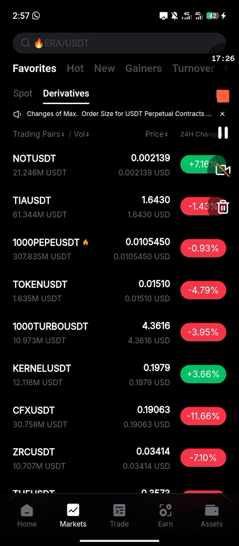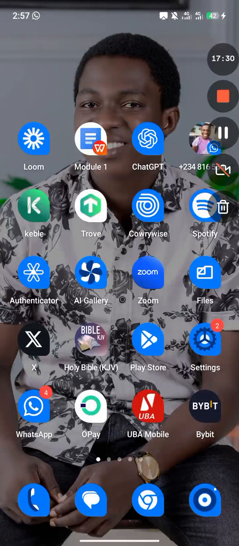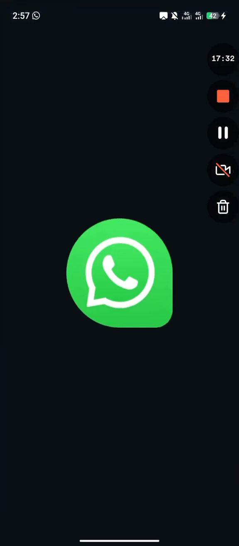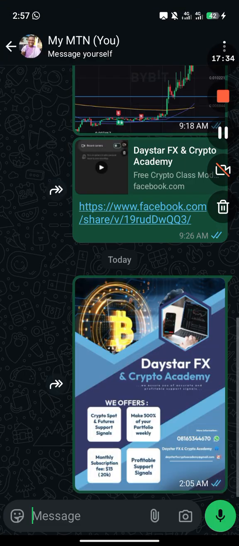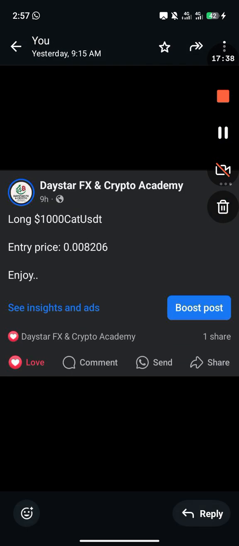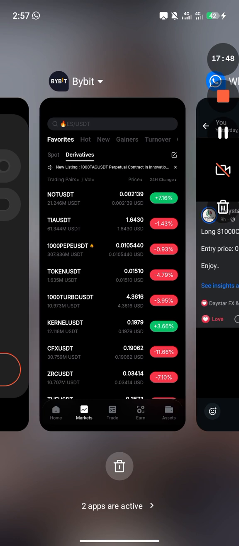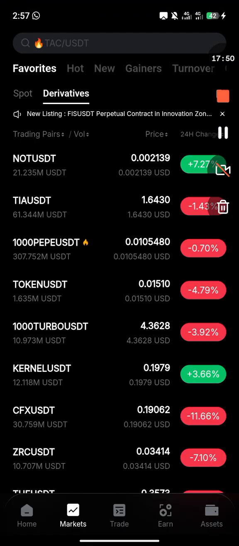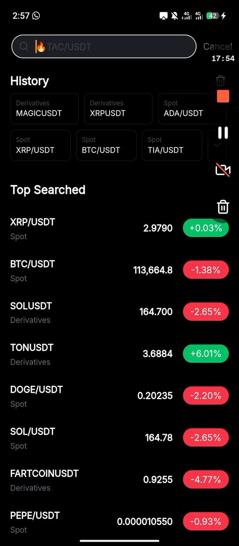So how do we use crypto signals to trade? There's a signal I gave on our group. If you are following our Facebook, I gave a signal. This signal: long 1000 CAT USDT. What's the price? 0.0080. You can see I wrote long. So what do you do? You come here and type. You click on markets. Click on market.